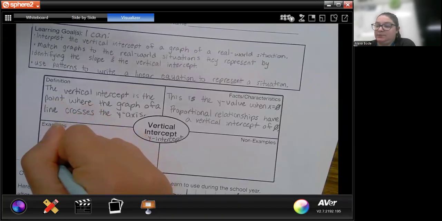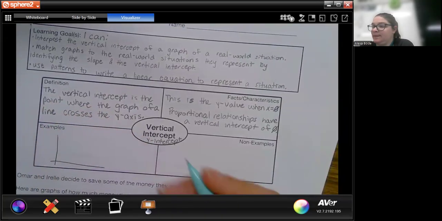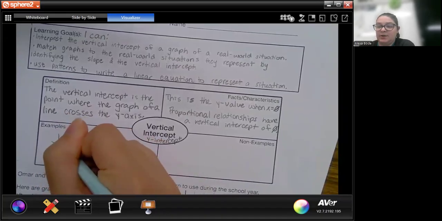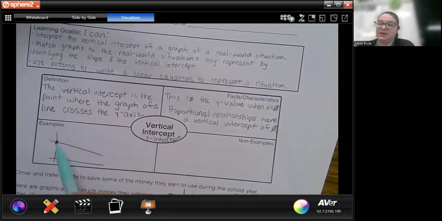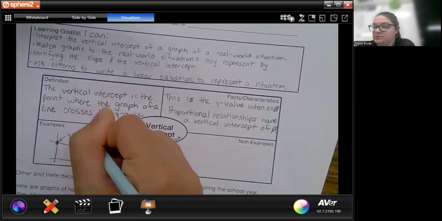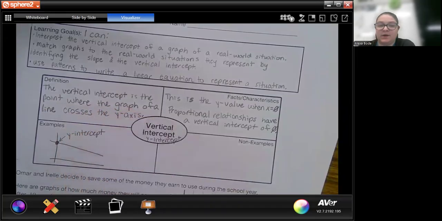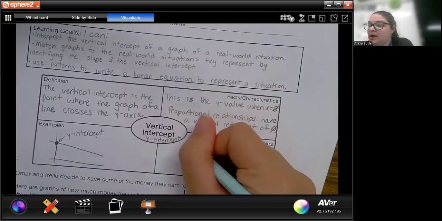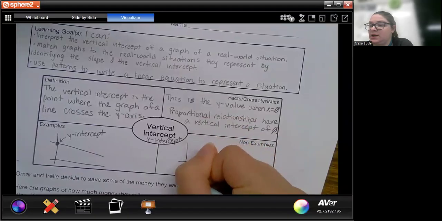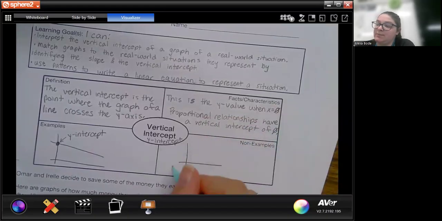So an example would be something like this. Whether our line is increasing or decreasing, this point right here is the y-intercept. Okay, so this line is decreasing, but again, if my line was increasing, where it hits the y-axis is your y-intercept. A non-example, and something that many students get confused, is, let me draw a better graph than this.